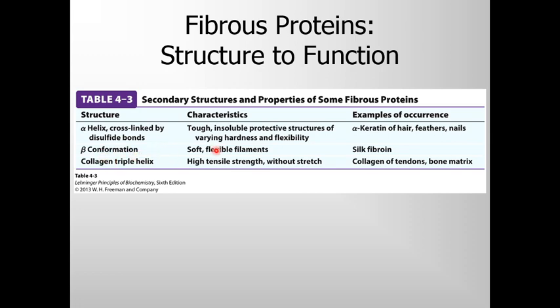Beta conformation, soft, flexible filaments like silk fibroin. Collagen triple helix has high tensile strength without stretch. Some of the examples are collagen of tendons and bone matrix. So these are the examples of fibrous proteins.